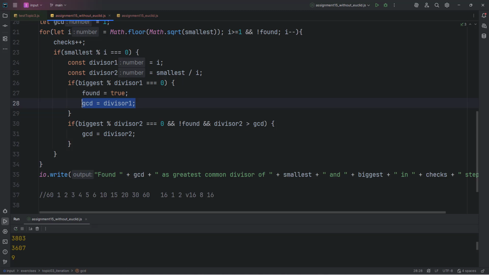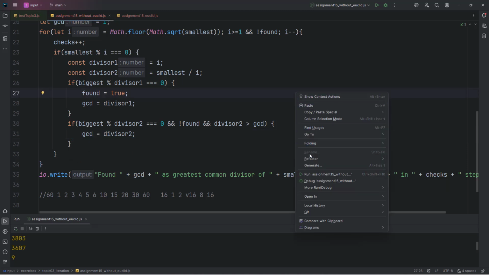Okay, and the GCD will be divisor 1. If, however, on the right hand side I don't find a common divisor, then I have to look to the complementary divisor, but these increase. So I cannot say I have found it, because there might be another one lurking that's coming up. So the best I can do is, if it's also a divisor of biggest, and I haven't found the biggest divisor because it has to skip in this case, and the divisor I found is bigger than the GCD, I'm going to say, well, this is the new GCD. Okay, let's run this and see what it brings us.